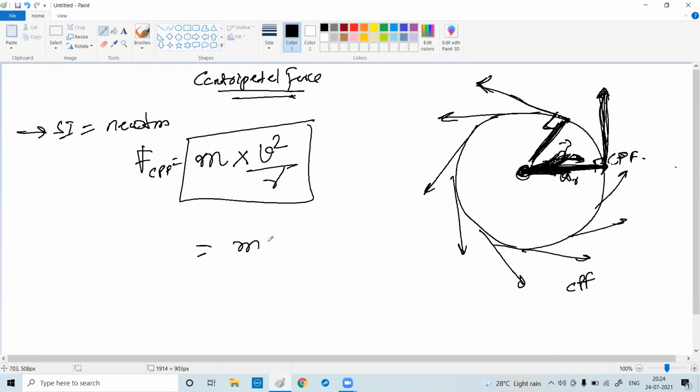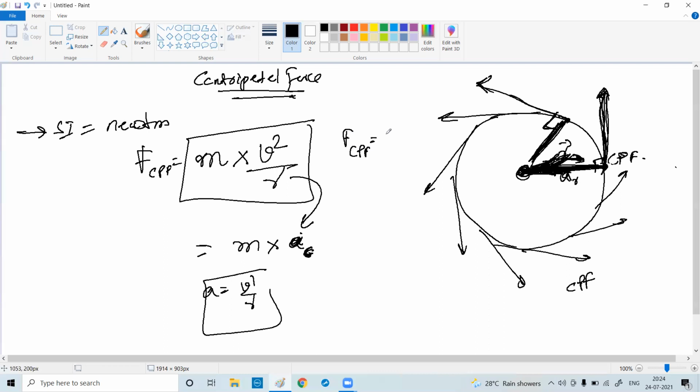And this is equal to m into a_c. What is a_c? It is nothing but the radial acceleration. Radial acceleration a is nothing but v square by r. So if you substitute the value of v square by r in a, then you get mv square by r. So F_cp is nothing but mv square by r. Is it clear? So this is for finding centripetal force.